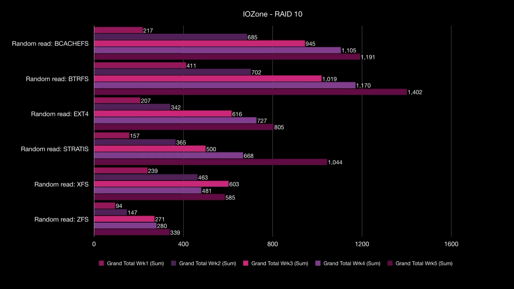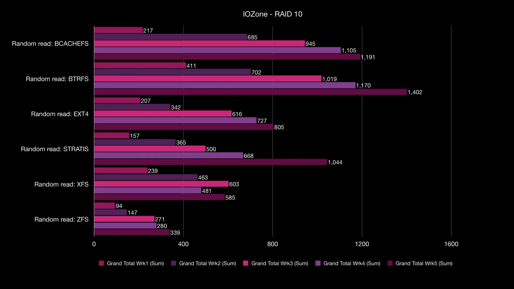Random reads. In this case, they're doing fine, both of them. I think that looking at this, they're performing pretty close together, except for the last, the fifth concurrent user. Then ButterFS seems to be pulling ahead a little bit there.